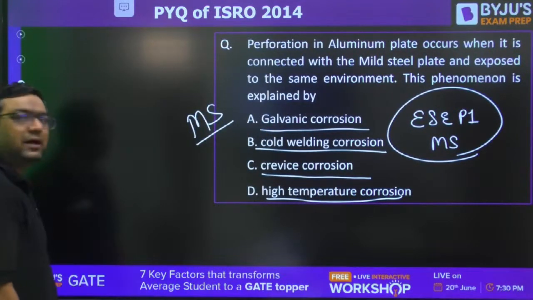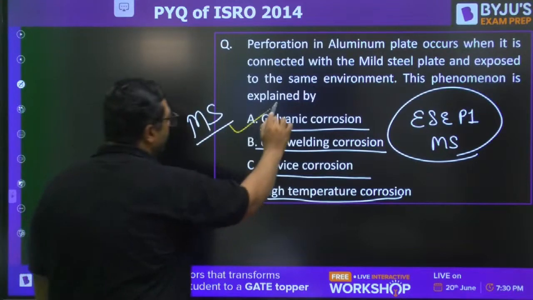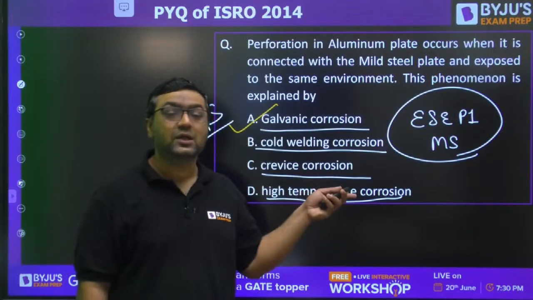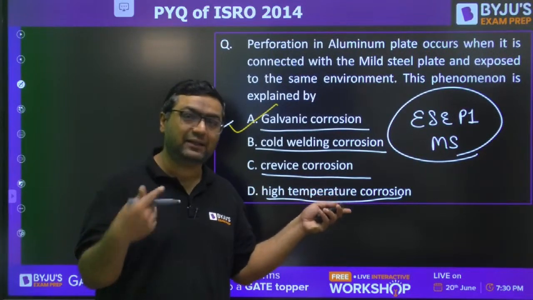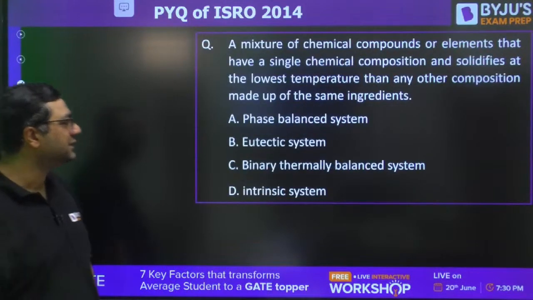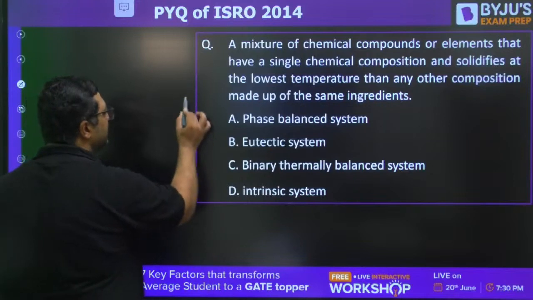So here, my dear, I am sure that you may not be able to answer it. The answer will be galvanic corrosion. Okay. So why am I taking these questions? So that when they are repeated, you must be able to answer them. Because these types of questions, they are not asking new questions. They are repeating them.